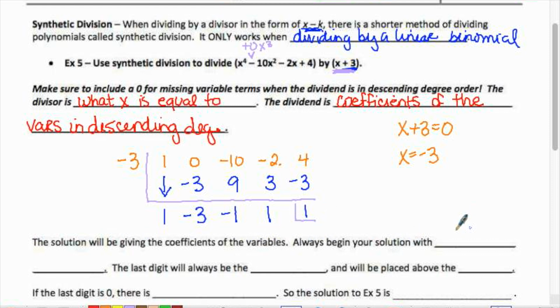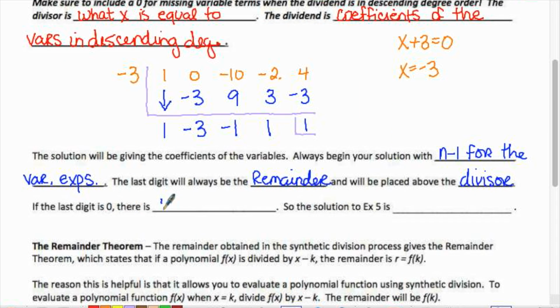Always begin your solution with n minus 1 for the variable exponents. The last digit will always be the remainder and will be placed above the divisor. If the last digit is 0, there is no remainder. In this particular case, our last digit was 1, so there is a remainder.